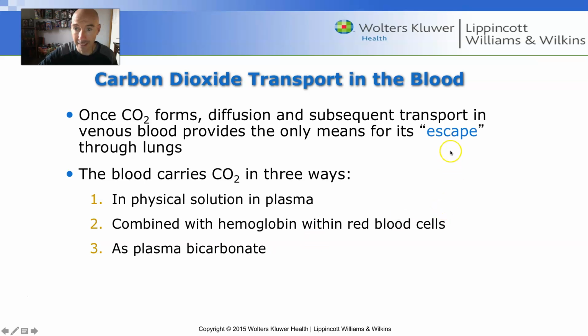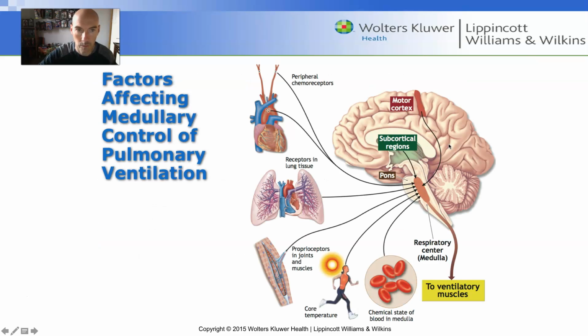As they say here, it escapes through the lungs. All right, so I want to just kind of switch gears a little bit. I talked about how there's this auto-regulation of breathing that luckily allows it to occur without us even thinking about it. But here we see a few factors that can influence breathing, and these are really important for exercise, okay?